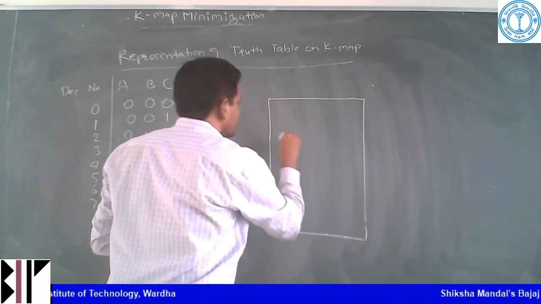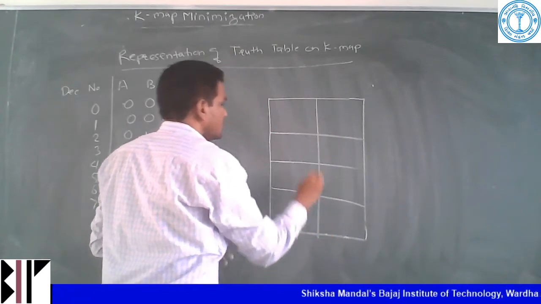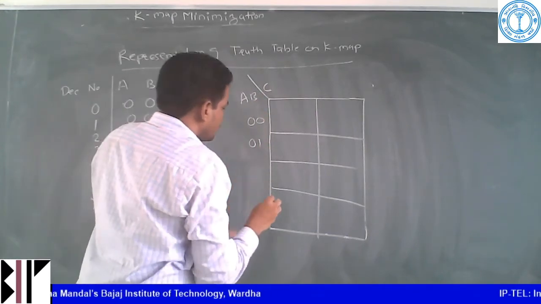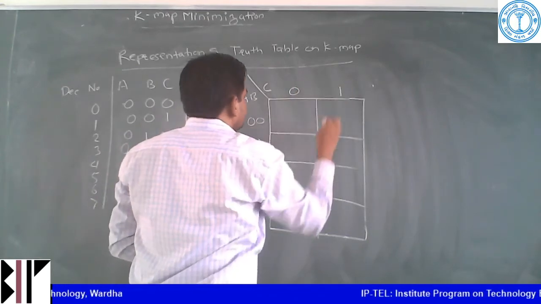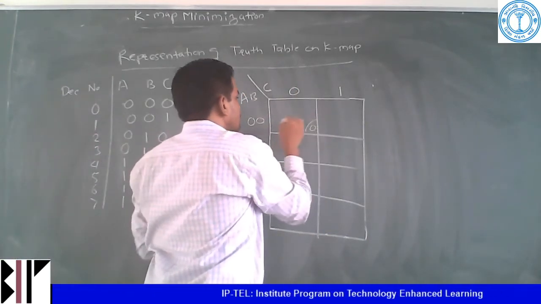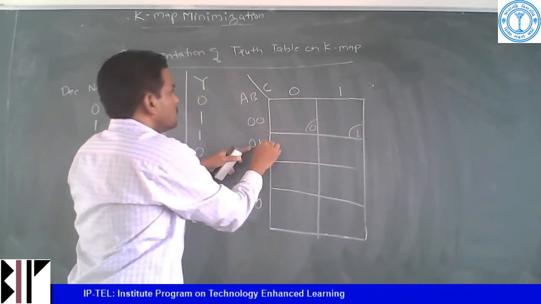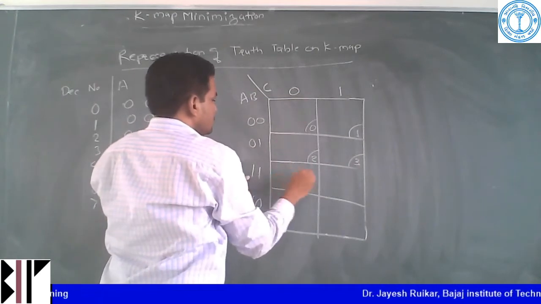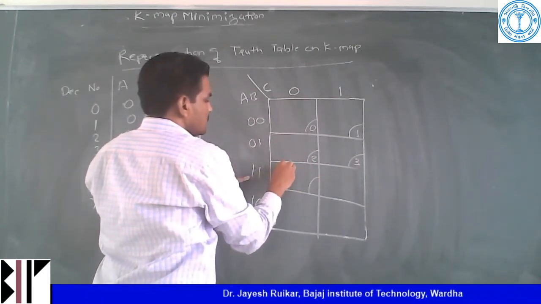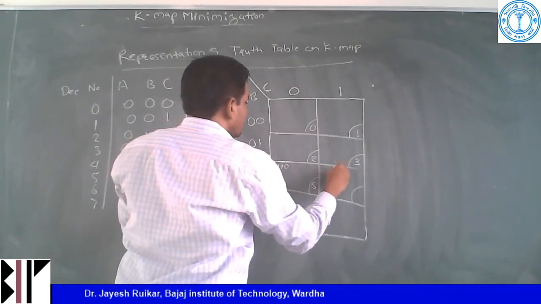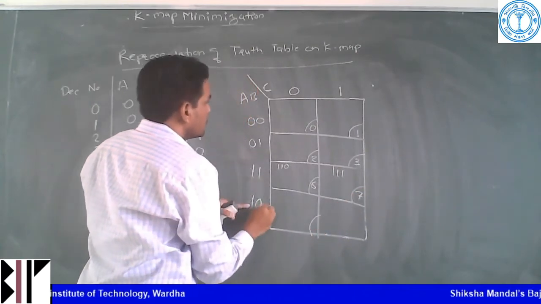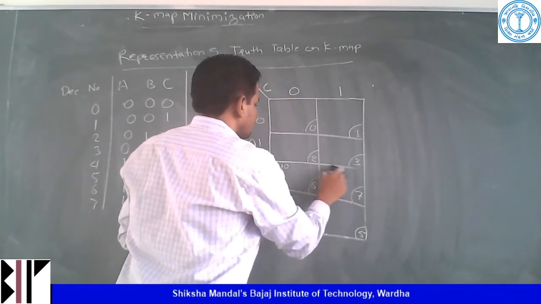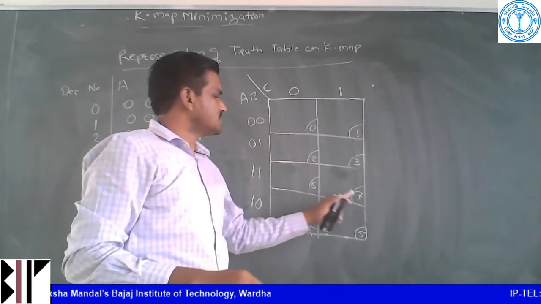Okay, in any form, in horizontal or vertical, any way you can go. So these are my variables a, b, and c. 0 0 0, 0 0 1, 0 1 0, 0 1 1, 1 0 0, 1 0 1, 1 1 0, 1 1 1. That is 0, 1, 2, 3, then 1 1 0 is 4 plus 2, 6, 1 1 1 is 7, 1 0 0 is 4, 1 0 1 is 5. So 0 1 2 3 6 7 4 5.